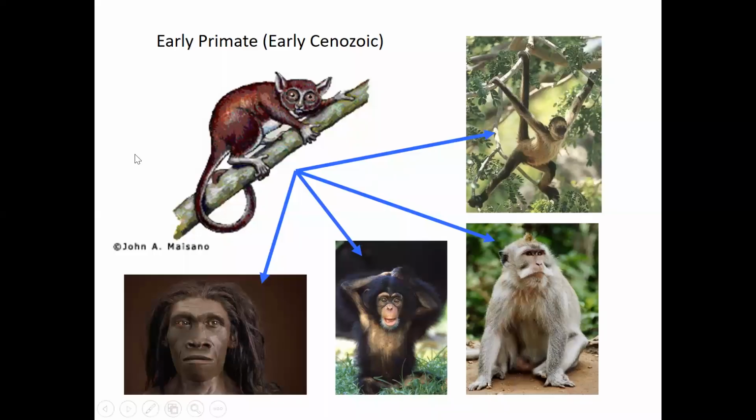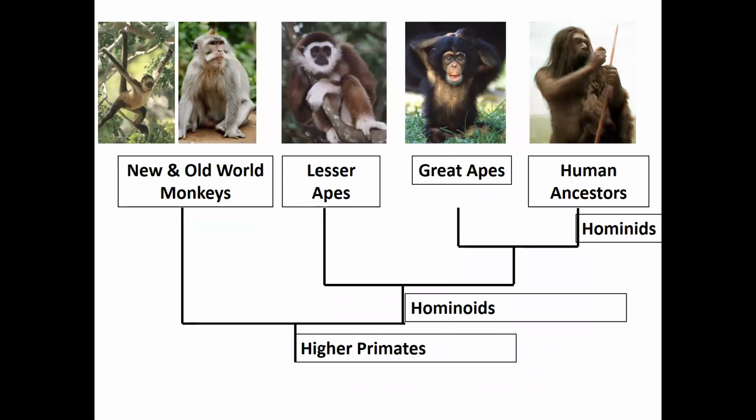And it's from these early primates that modern day primates would diversify and diverge. So here we have a cladogram that includes all modern day primates. So we have the new and old world monkeys. This includes the higher primates, not the lesser primates like the lemurs. Then we have the hominoids. Okay, so hominoids include the apes.